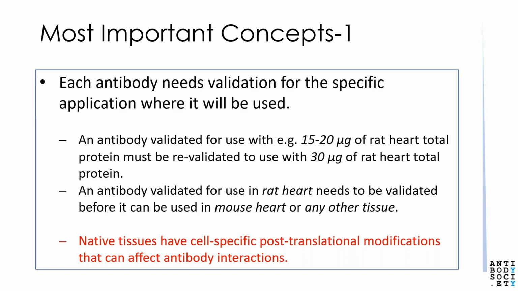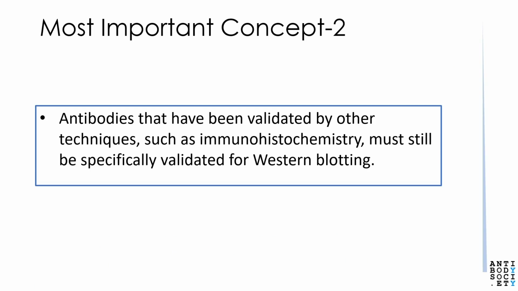On top of that, if we validate an antibody to use at 15 microgram of total protein, for example, in rat heart, and we now go and use 30 microgram of total protein, this is not validated for 30 microgram. We have to independently validate it for that 30 microgram. A second important concept is that antibodies need to be validated for each technique they're going to be used for. If an antibody is good for Western blotting, that doesn't necessarily mean it's going to be good for immunohistochemistry, and vice versa. If an antibody is being used for flow cytometry, that doesn't mean it's going to be good for Western blotting. It has to be specifically validated for Western blotting.